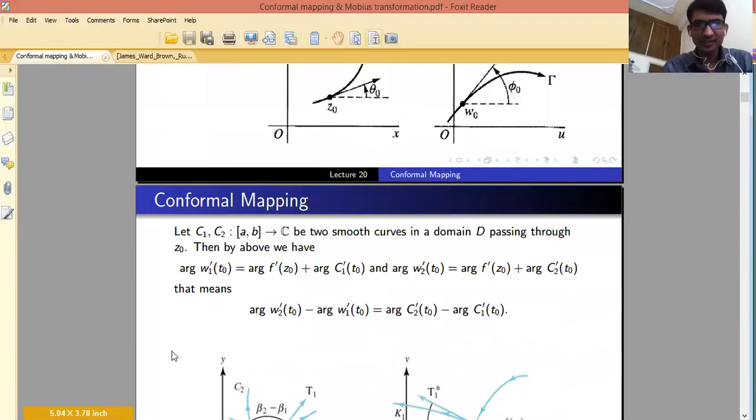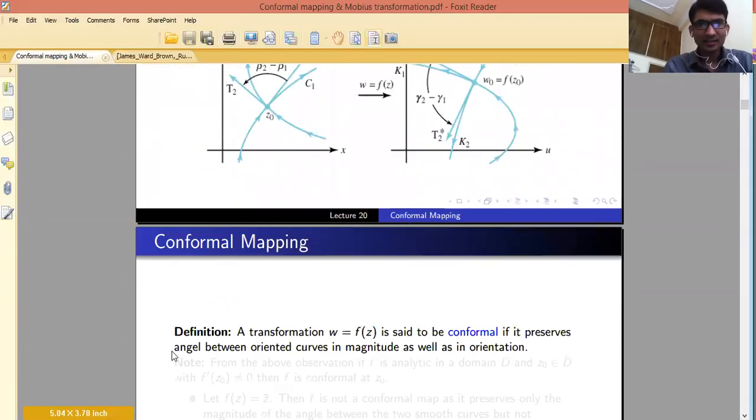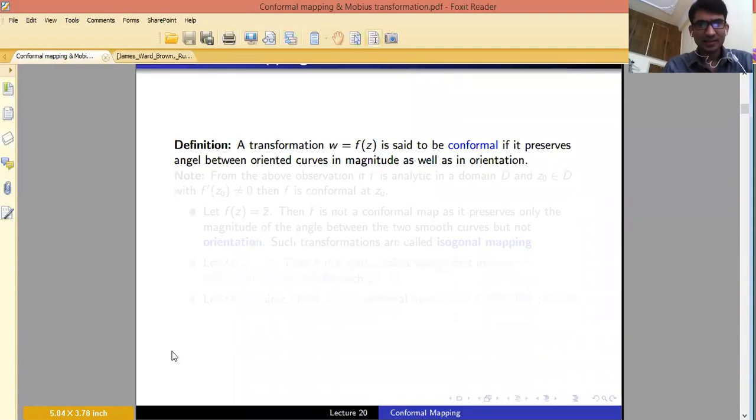Before that, a transformation. What is a transformation? A transformation is just a mapping. Suppose we transform the complex number w by z square. It is called the transformation.